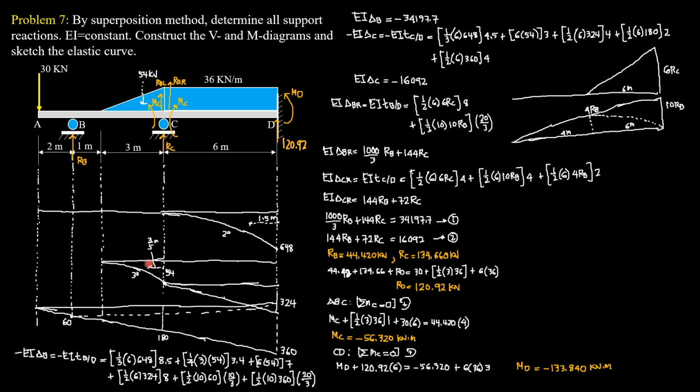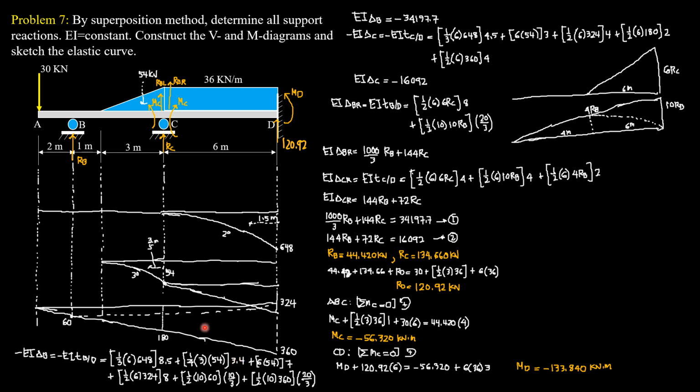Next, for this area here, it is between B and D also. The area is 1/4 times 3 meters times 54. This distance is 3 divided by 5, or 0.6. Therefore, the distance of the centroid from B is 4 minus 0.6, which is 3.4. So that's why the moment arm here is 3.4.